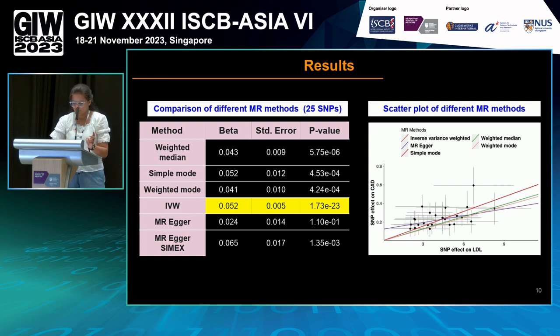So after applying all those feature selection and MR methods, these are the results. At the end of the sensitivity test and for MR, we have got 25 SNPs, and these are the values for them. The p-value is quite nice, and these are the scatter plots for the SNPs affecting LDL and the CAD, and we can see the direction is positive. If we have a higher amount of SNPs that are affecting LDL cholesterol, that person will have a higher chance of having the CAD.